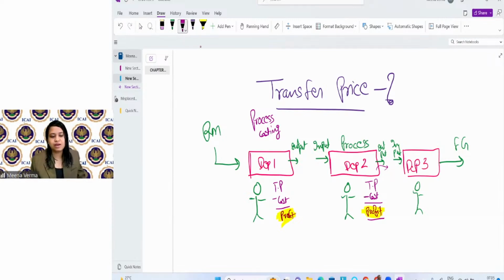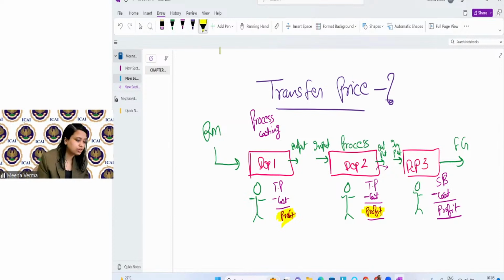Then you will transfer the goods from department 2 to department 3. That will be a cost here. And you're selling the final good at the sale price, so again you will have a profit here. Now, each manager of these departments will try to maximize the profit of their respective department.